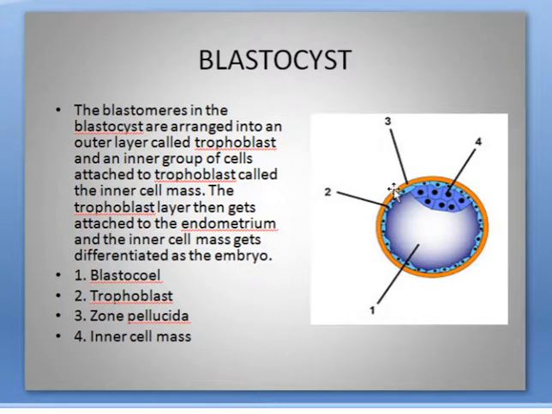Apart from that, you can see the layer of the egg is still present, that is the zona pellucida. So this is a blastocyst, and this is the stage in which the implantation of the embryo takes place.